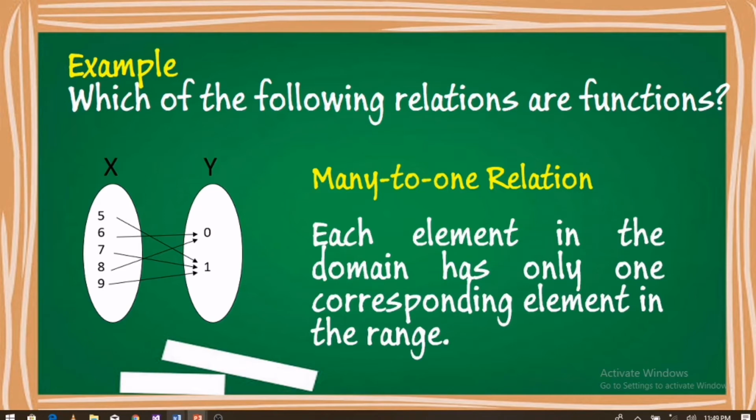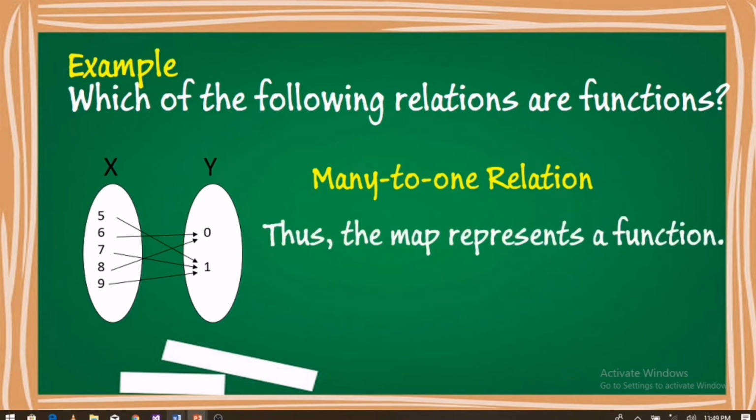Let us check. Element 5 is mapped to 1. Element 6 is mapped to 0. Element 7 is only mapped to 1. Element 8 is only mapped to 0. And 9 is mapped to only 1. It satisfies the statement. Thus, the map represents a function.